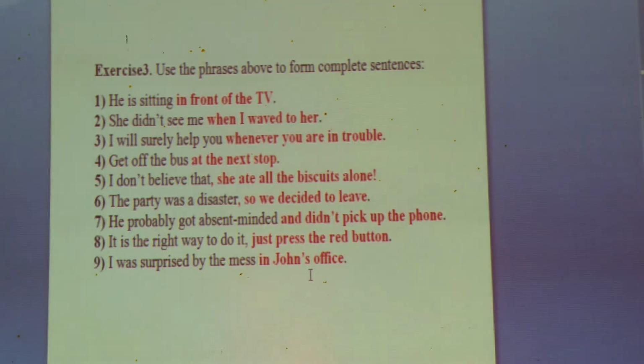He simply got absent-minded and didn't pick up the phone. It is the right way to do it. Just press the red button. I was surprised by the mess in John's office.